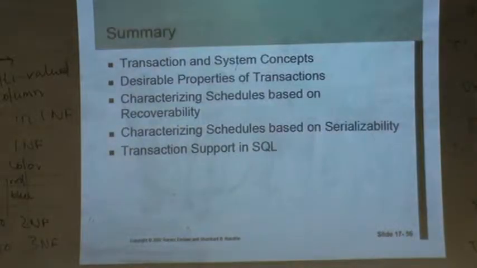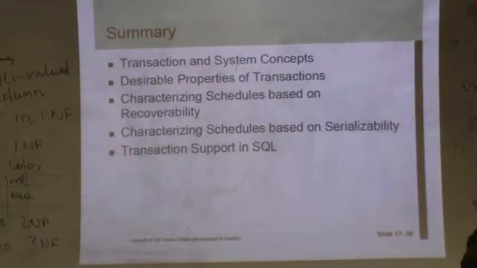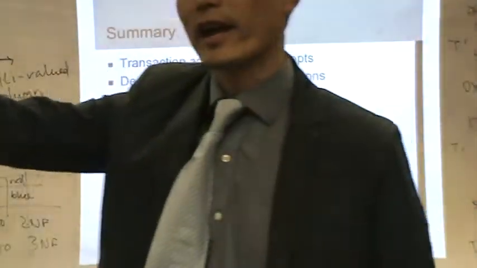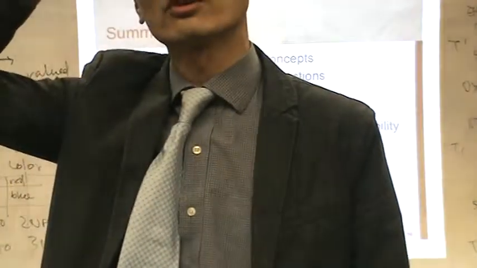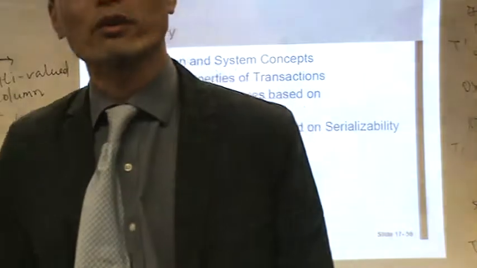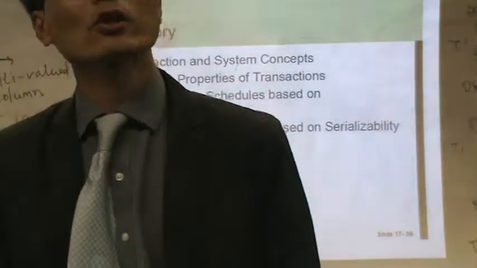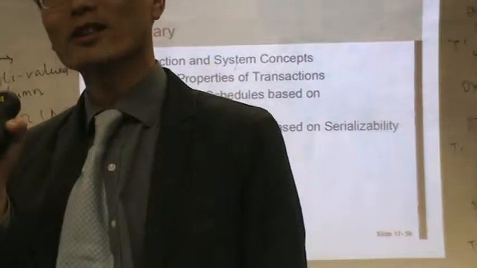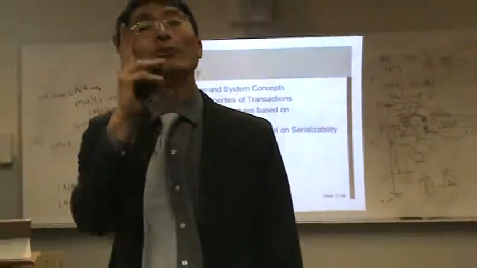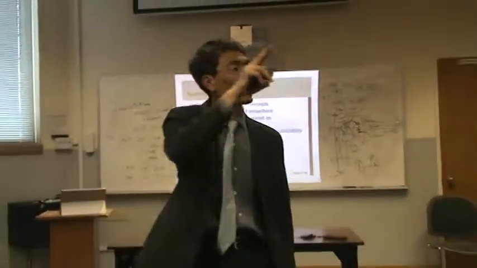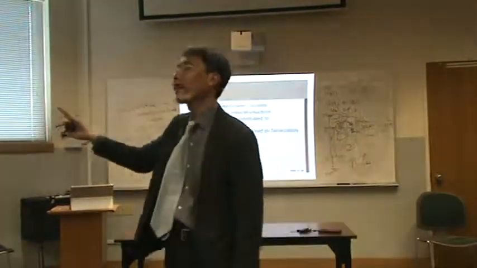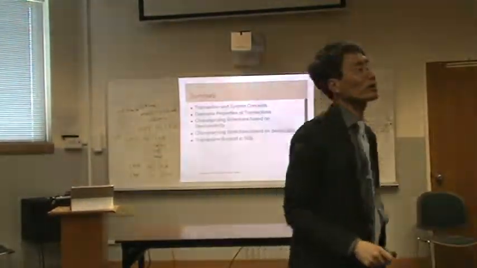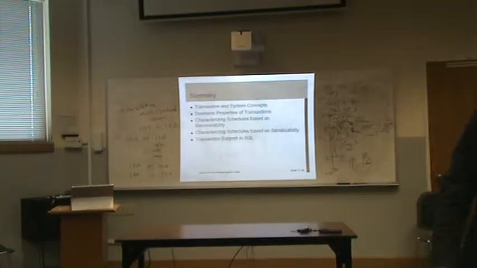Then in the next class we will see how to do concurrency control, which is based on the two-phase locking problem. Two-phase locking means there are two phases: one is a locking phase, another one is an unlocking phase. So we will discuss the two-phase locking problem.